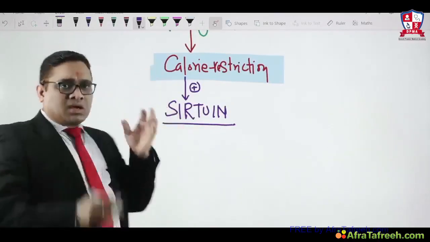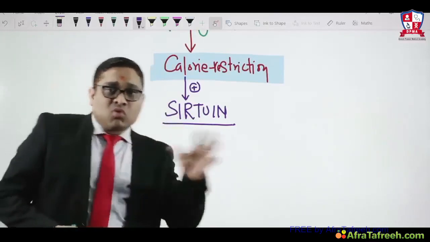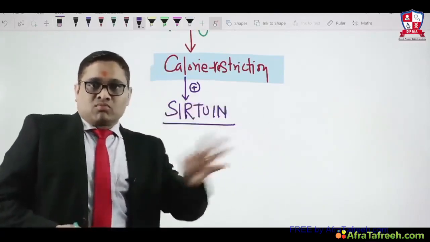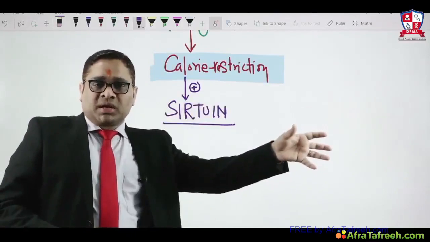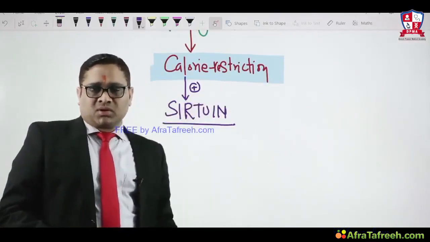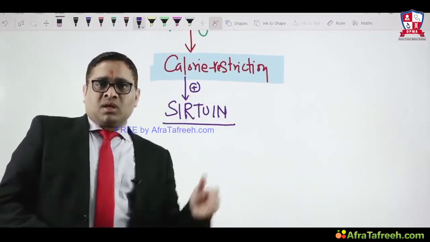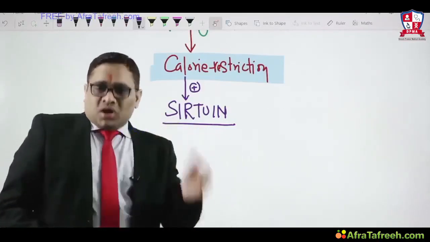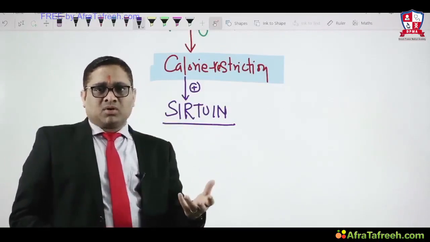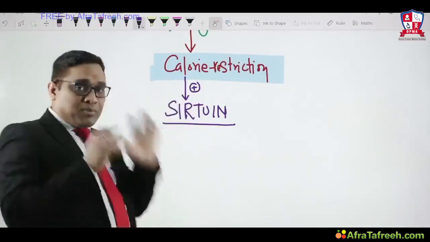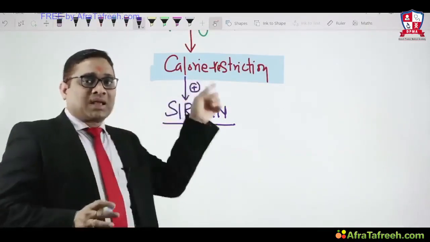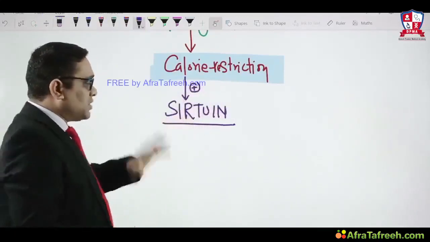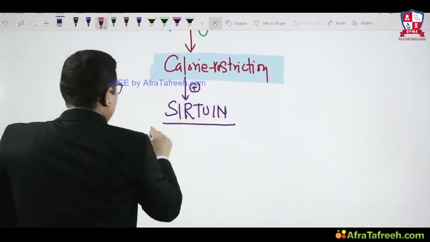So when you take an appropriate amount of calories, neither more nor less. A larger amount will lead to obesity, diabetes and other disorders. If you take fewer calories, it will cause malnutrition, which again will hamper your age. Whatever is appropriate is called calorie restriction. This will induce sirtuin. And what is the mechanism of action of sirtuin?